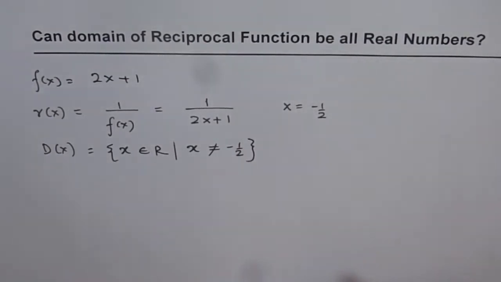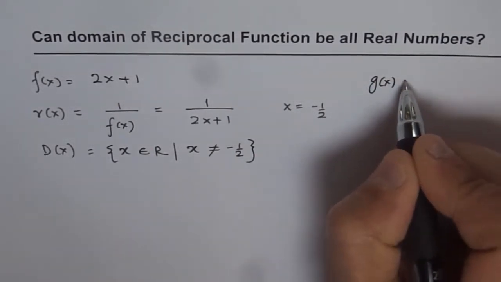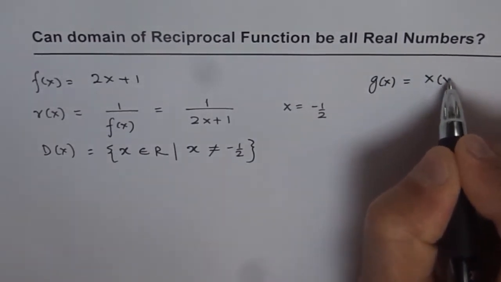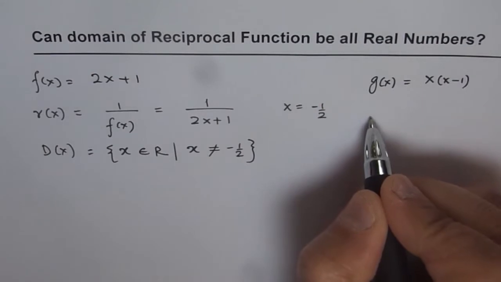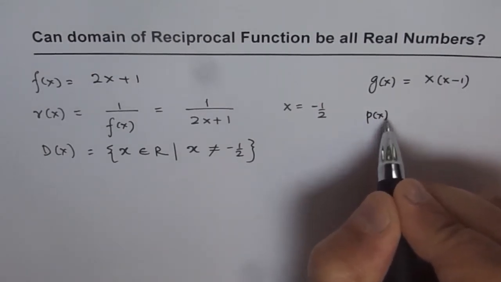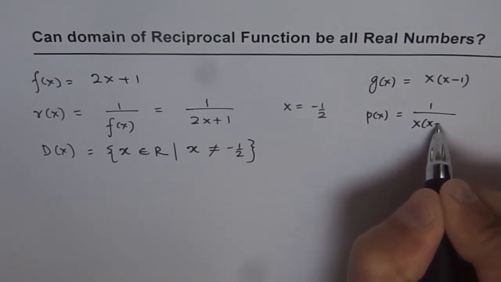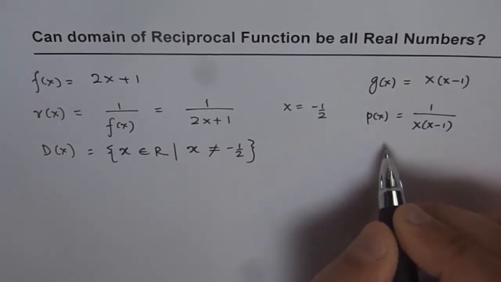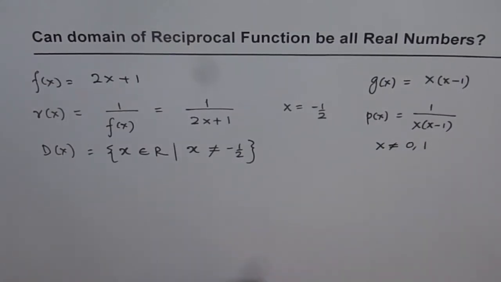And that's the case with most of the functions which we are considering, right? We could consider a function like g of x equals x times x minus 1. In that case, the reciprocal function could be written as p of x equals 1 over x times x minus 1. And in this case, x is not equal to 0 or 1. So most of the examples which we consider do have a restriction.